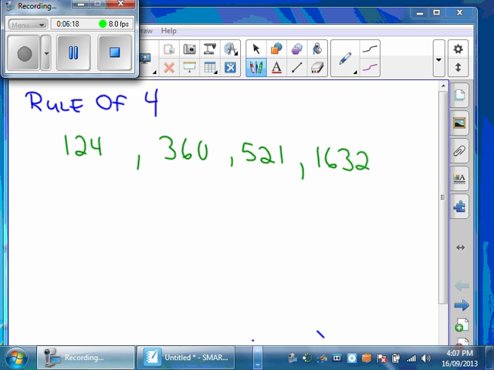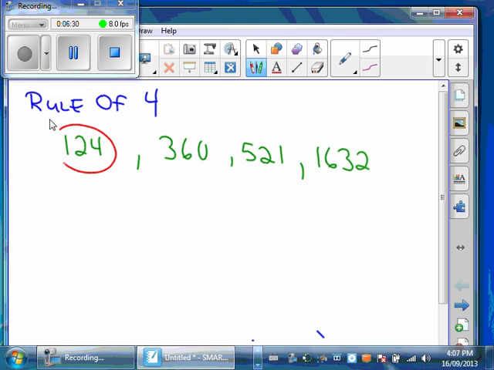Okay, so we're looking at the rule of 4. What we've got here is a series of 4 different numbers. We want to determine if any of these 4 numbers will divide evenly by 4. In our first example here, we've got 124.